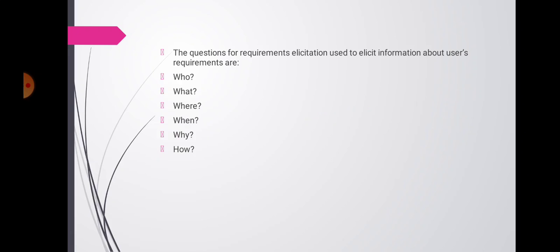When: one can know several aspects of requirements through this question, for example performance, order, period of time. Why: to know the rationale behind the requirements, why the software is needed. How: to know how the tasks are initiated and performed and how the results are delivered.